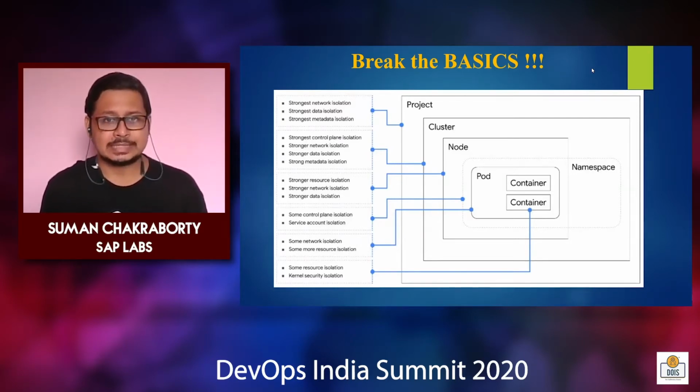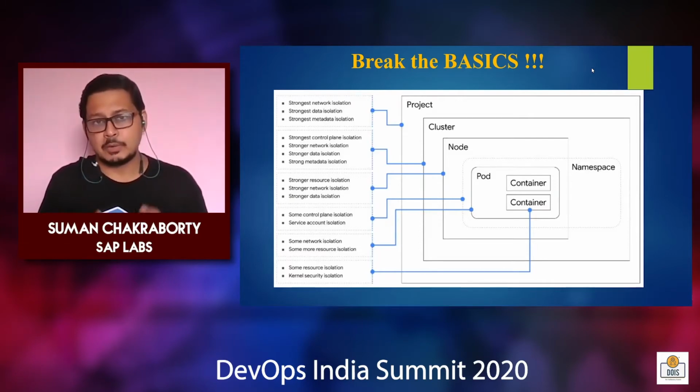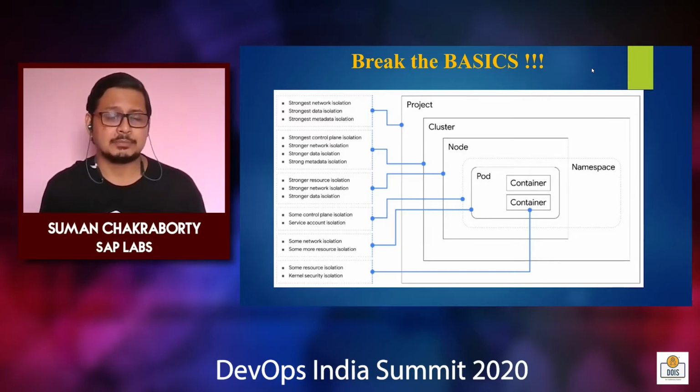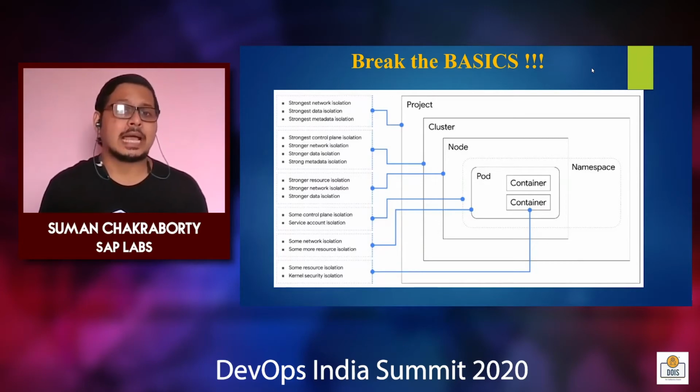If we think about a very large implementation, we have a project that is implemented on an infrastructure as a service side, where we can implement the strongest network isolation, data isolation, and metadata isolation. From there comes the cluster. In the case of AWS and Azure, they have managed services for Kubernetes, so they are managing the cluster for you.